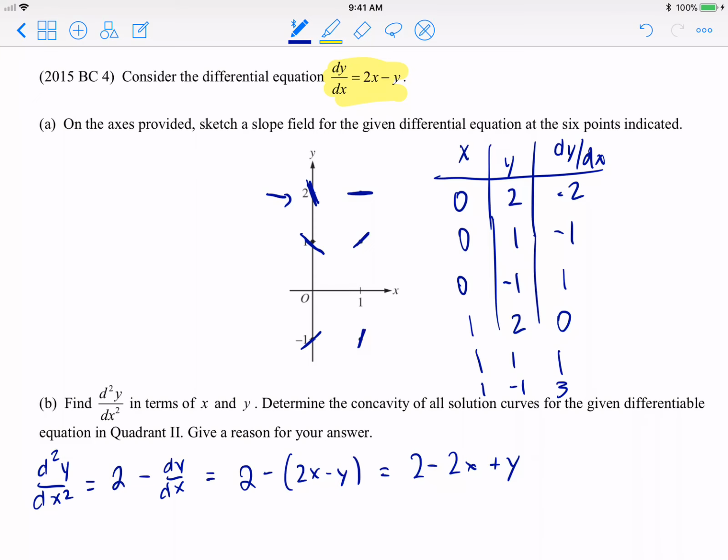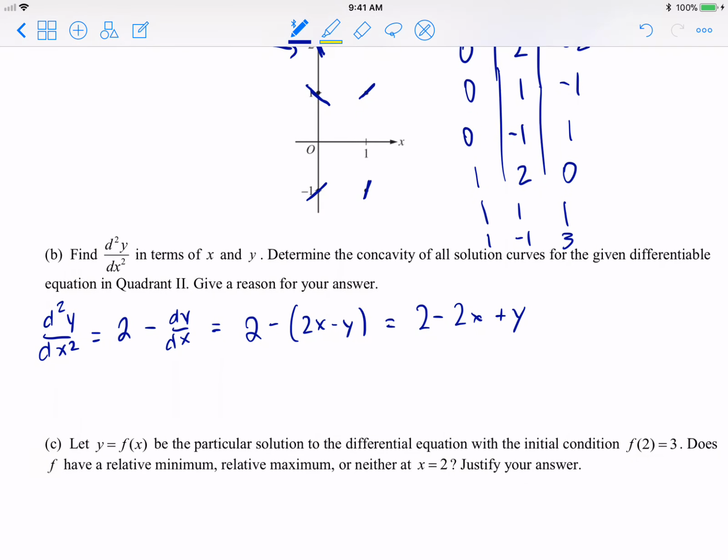Okay, so we answered the first part of the question. Find the second derivative in terms of x and y. Now it says to determine the concavity of all solution curves for the given differential equation in quadrant 2. So we need to know something about quadrant 2. So in quadrant 2, I know the following. I know that x is negative and y is positive for every single point in quadrant 2.